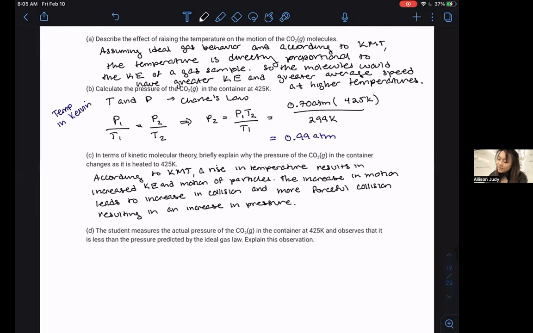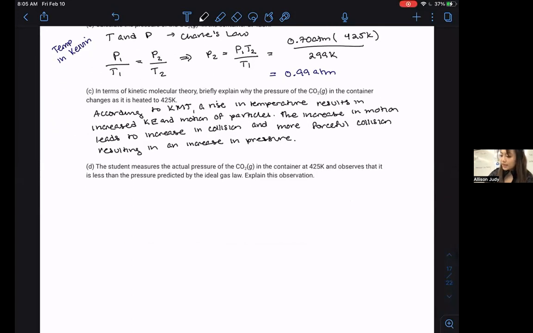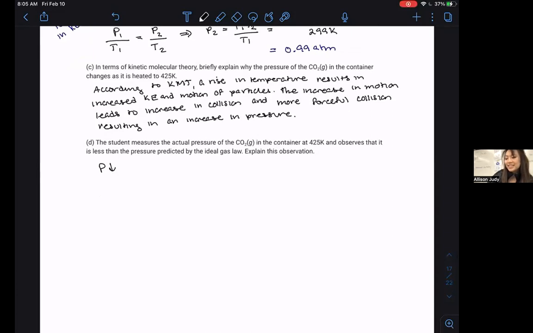All right. D, the student measures the actual pressure of the carbon dioxide in the container at 425 Kelvin and observes that it's less than the pressure predicted under ideal gas law. Explain this observation. So this is another deviation. And here we have pressure being less than expected, right? So what we know is that there are a couple main things that we attribute for deviations. Deviations are often attributed to one, IMFs, and two, volume of gas particles. That's usually the main reasons that we tie back to when we try to explain deviations.